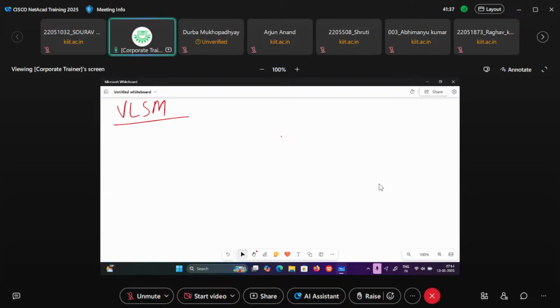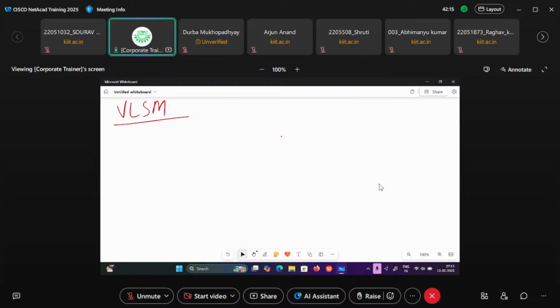We have started with the VLSM in the previous class, and I hope you have written that we can reduce the IP address wastage as compared to subnetting. In subnetting also we were reducing the wastage, but if you compare subnetting and VLSM, in VLSM we can reduce more IP wastage. It is a type of subnetting where a bigger network can be divided into smaller networks, like how we were doing with subnetting.